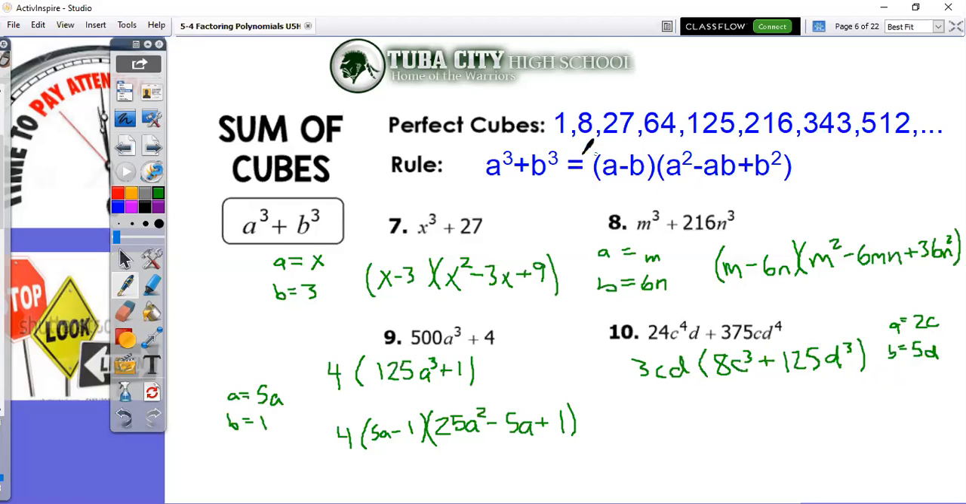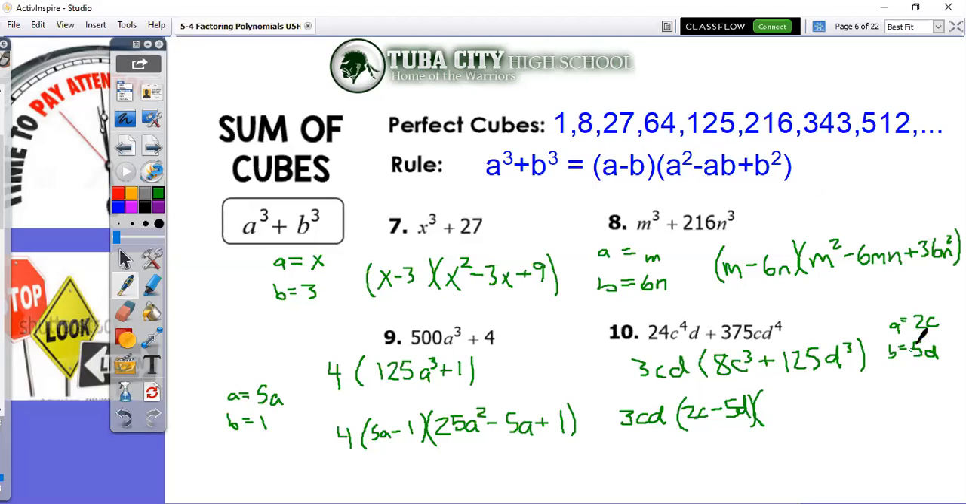So let's go ahead and bring this back, but I'm also going to need this 3CD because it's going to be the same thing. Don't just get rid of it. And here we have our terms. 2C minus our B value. So our B value is 5D. Now let's go ahead and get our trinomial portion.